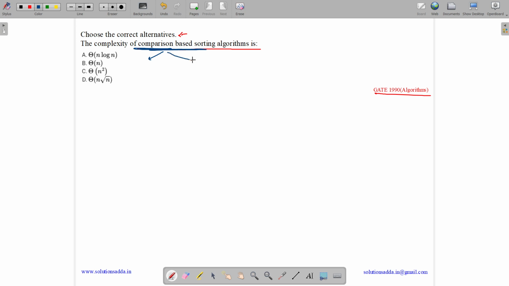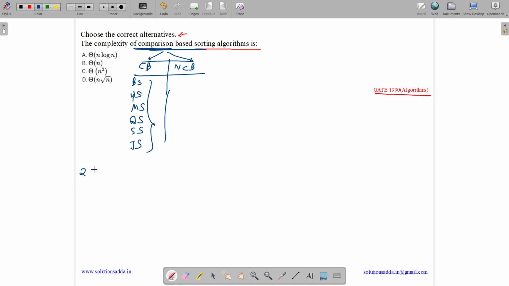We have two types. We can classify sorting algorithms into two types: comparison based and non-comparison based. All the standard algos like bubble sort, heap sort, merge sort, quick sort, selection sort, insertion sort, all of them come in the comparison based sorting algorithms. What is the meaning of comparison based?